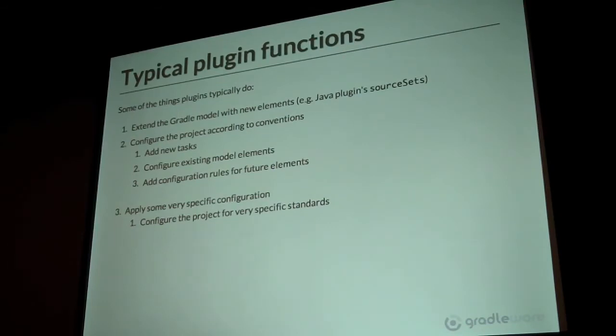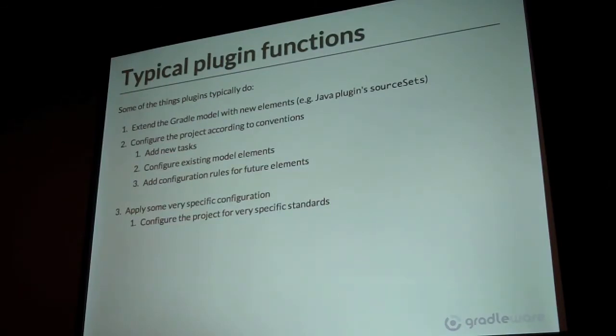It will configure existing properties. It will also add, and that's an interesting one, configuration rules for future elements. So that's quite something sophisticated. For example, what a plugin could do, let me think about that. It could say, whenever the build script adds a compile task, I put JUnit on the compile classpath. Not sure if that makes a lot of sense, but that's the kind of thing that a plugin can do.